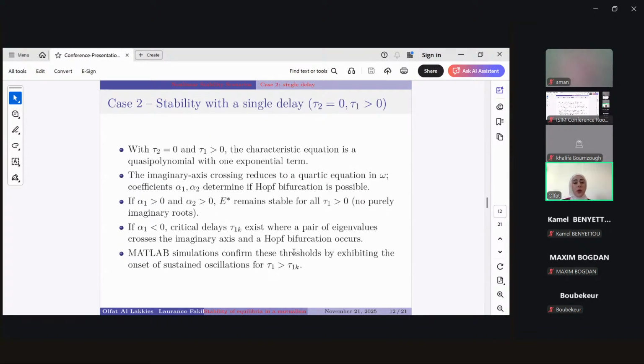In case 2, stability with a single delay, tau2 equals 0 and tau1 is greater than 0, so we have one delay. Stability depends on the sign of the key coefficients. If certain conditions hold, the system remains stable. Otherwise, we will have a Hopf bifurcation. We used MATLAB simulation to illustrate this transition.